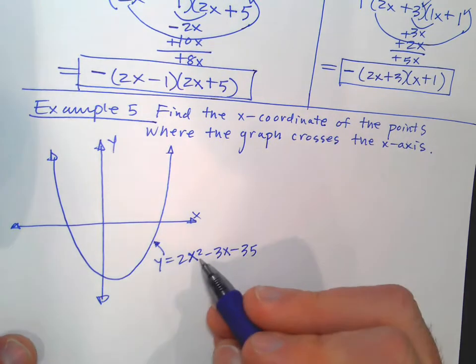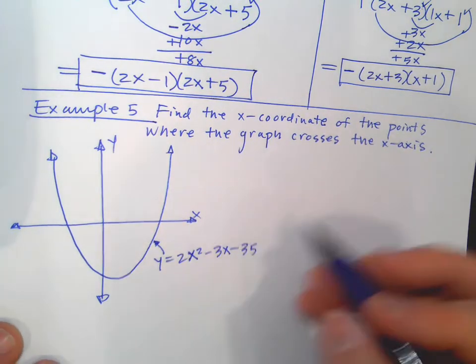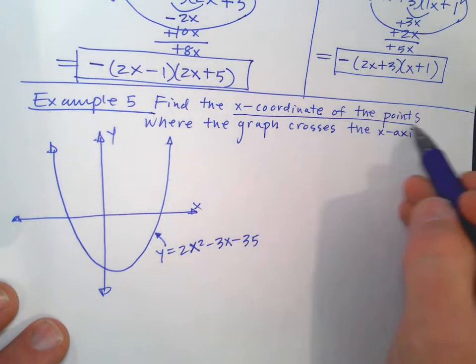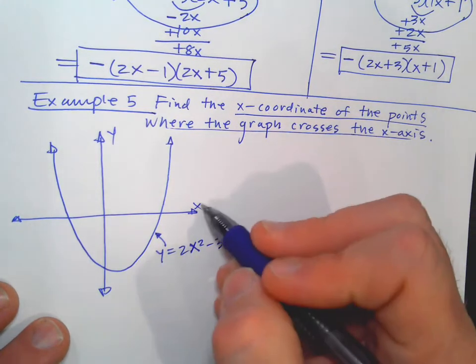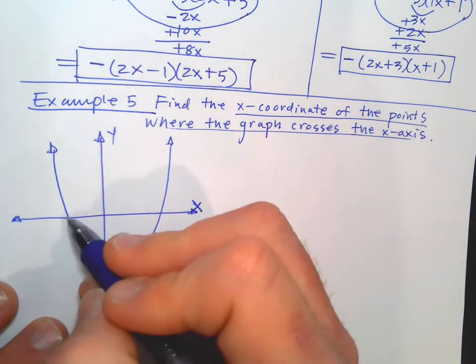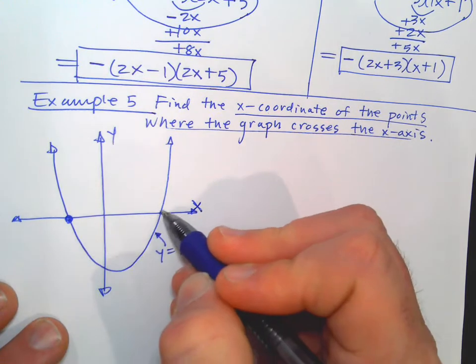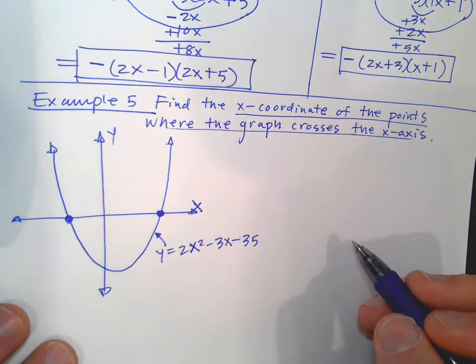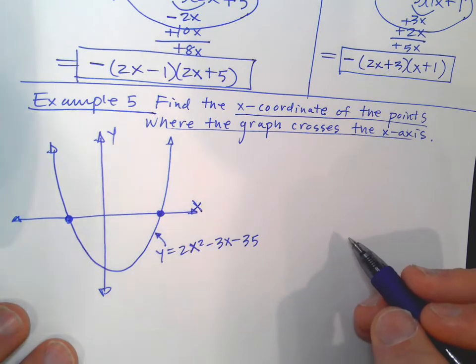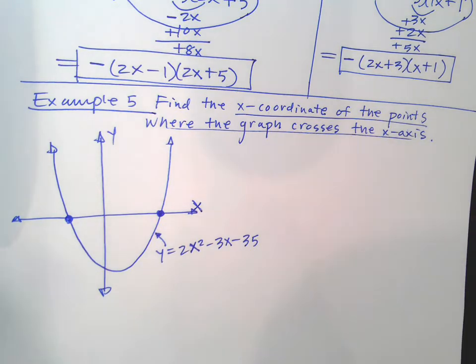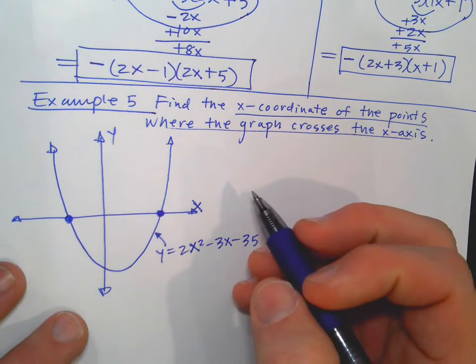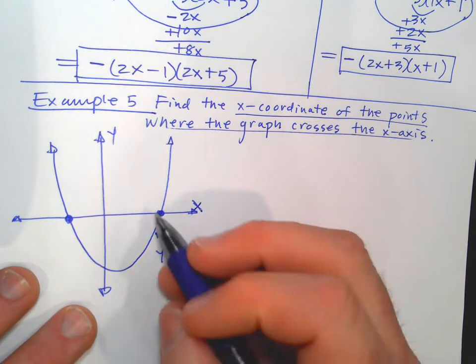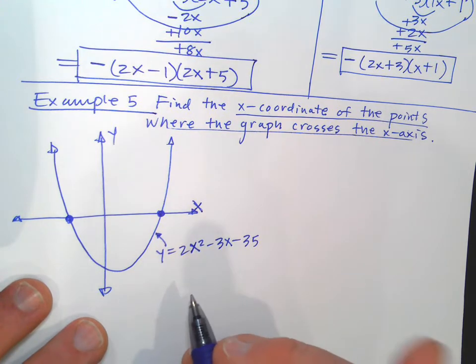y equals 2x squared minus 3x minus 35. We want to find the x-coordinate of the points where the graph crosses the x-axis. This is the x-axis. So we're trying to find information about these points. In other words, those are also called x-intercepts or roots. You might hear solutions, roots, x-intercepts being thrown around. Okay? So here's our strategy.